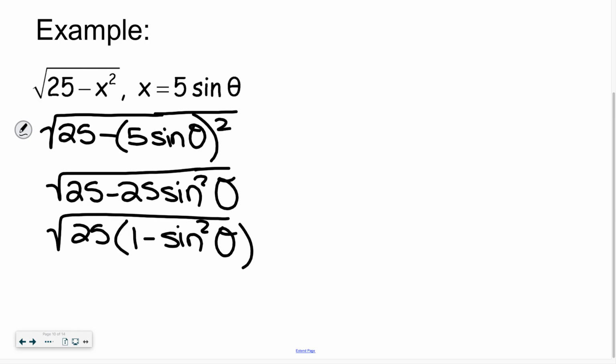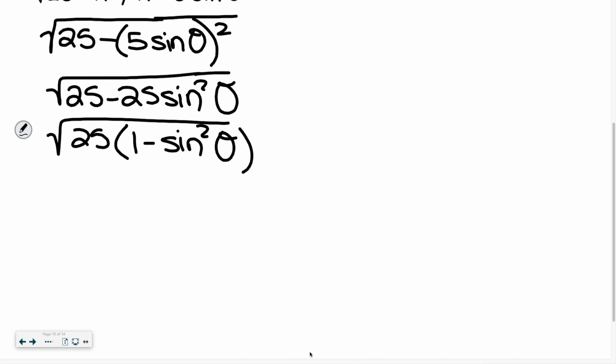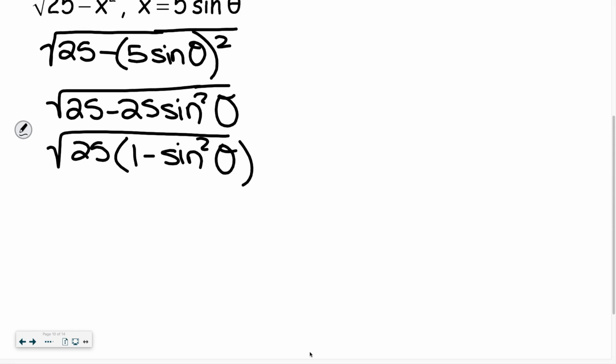And this will help build your confidence with Pythagorean identities. 1 minus sine squared theta is really cosine squared theta. And you might be using the other Pythagorean identities on these problems. This is 25 cosine squared theta. Now, can I square root? Yeah, because I don't have plus or minus anymore. So the square root of 25 is 5, and the square root of cosine squared is cosine.